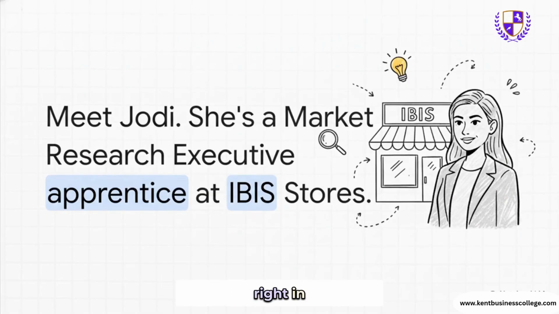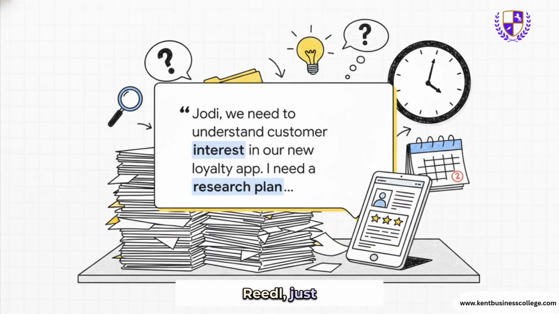So let's jump right in and meet Jody. She's a level 4 apprentice over at Ivis Stores, and she's just been handed a project that is really going to put her research design skills to the test. Her manager, Riedel, just dropped this massive project on her. A brand new loyalty app is on the horizon, and they need to figure out what customers actually want. Oh, and the deadline? This Friday. No pressure at all, right?